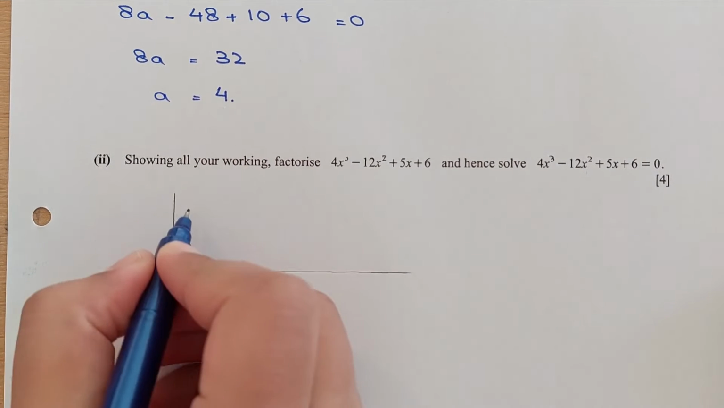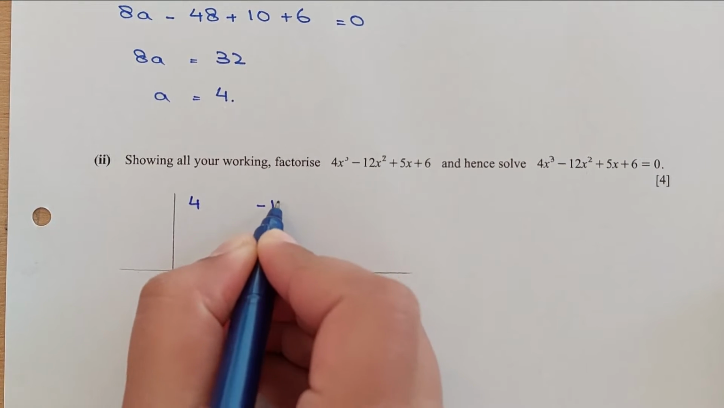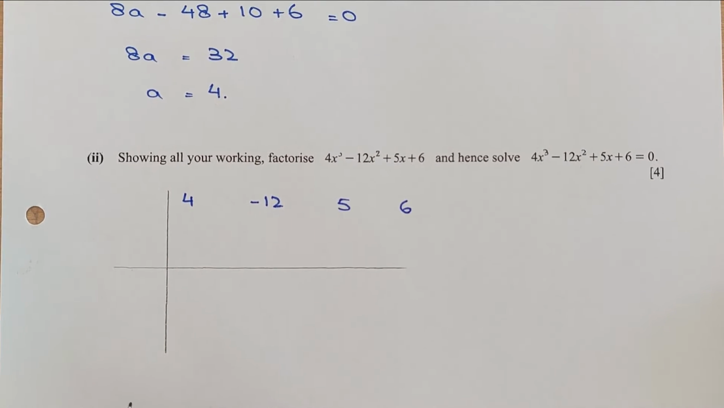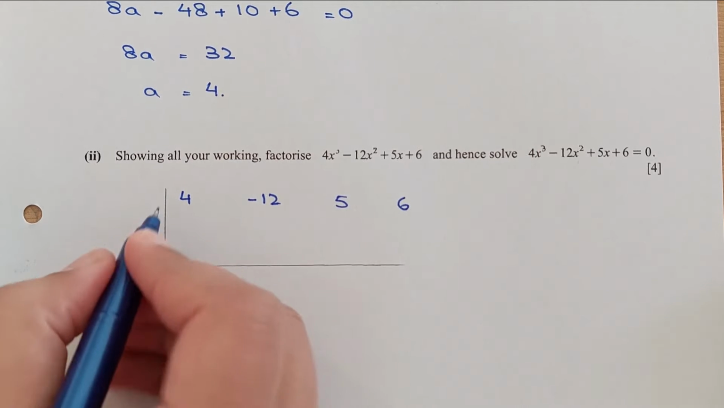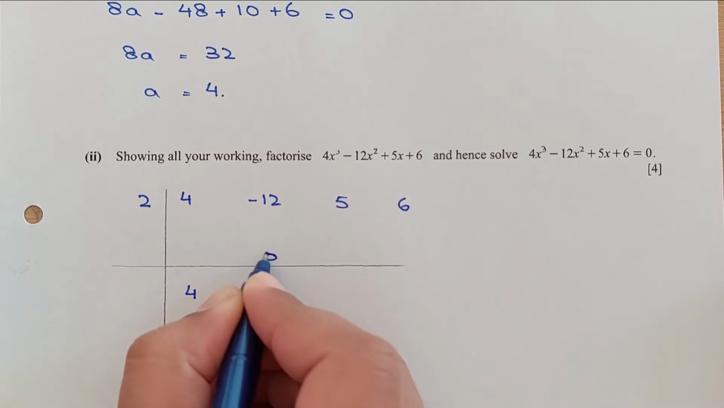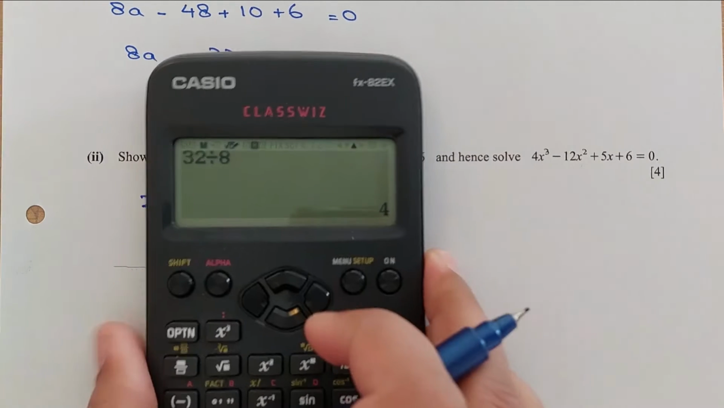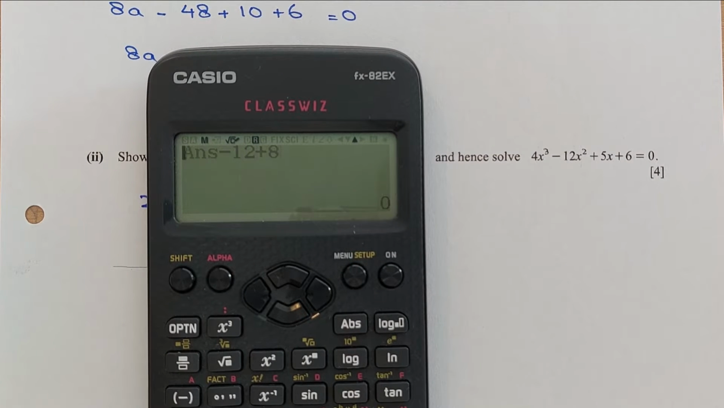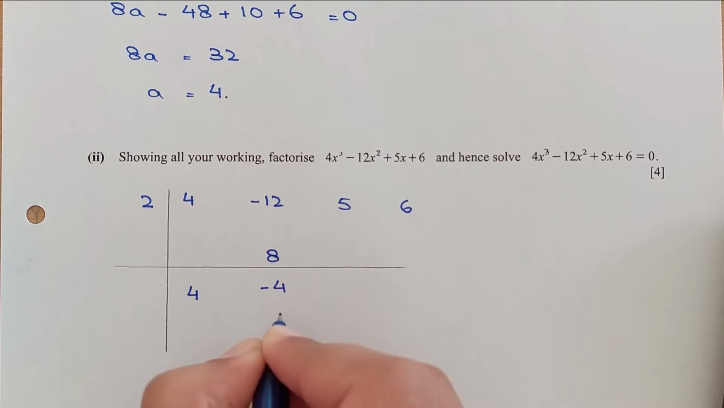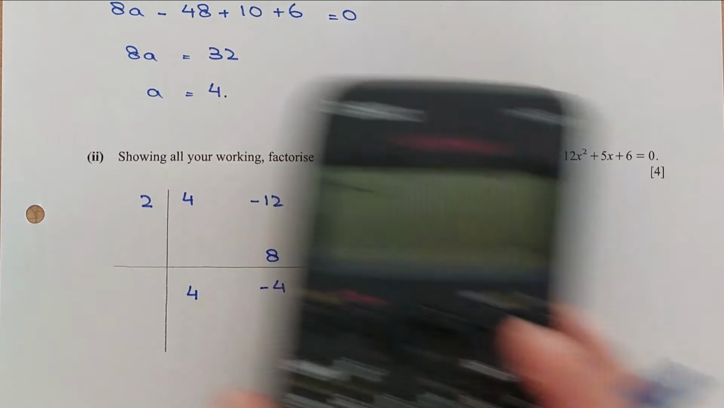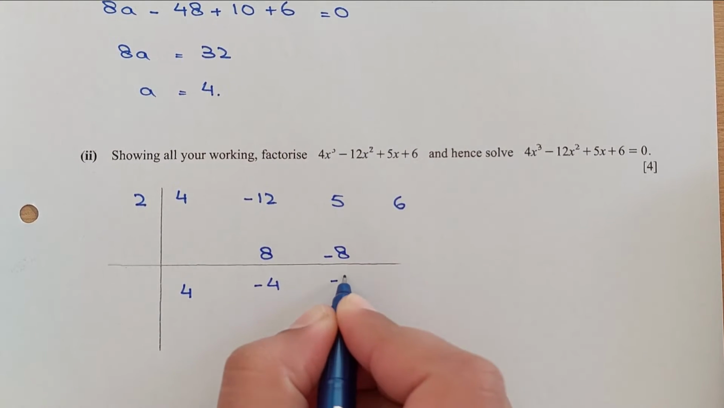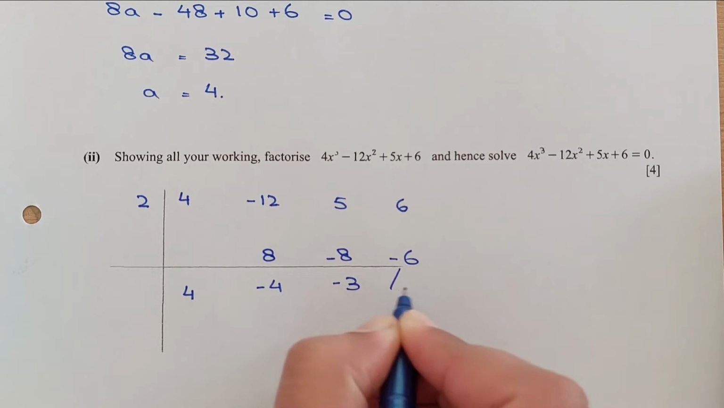So the coefficient of x cube is 4, x square coefficient is minus 12, x coefficient is 5, and the constant term is 6, right? So 2 is a factor, so we have to take 2. Taking 4 down, 2 times 4 is 8, and minus 12 plus 8 is negative 4. 2 times minus 4 is minus 8, minus 8 plus 5 is negative 3. And 2 times minus 3 is minus 6, so this is just 0.